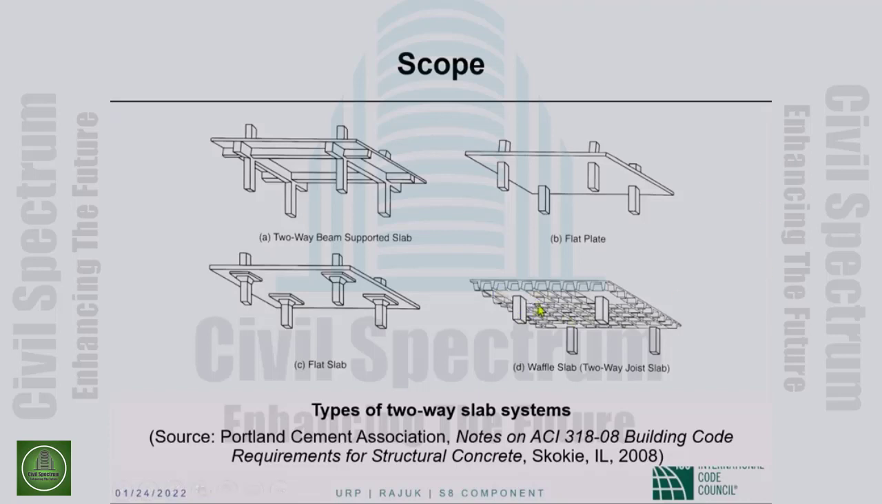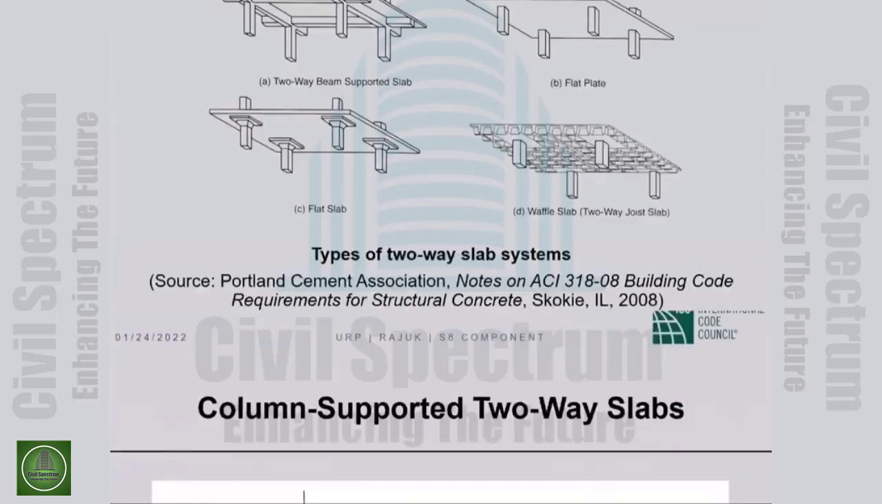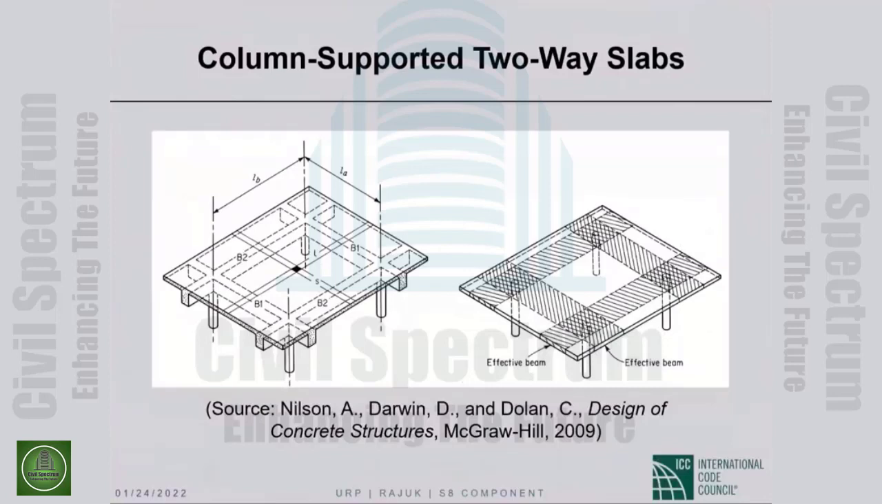Notice that the slab around the column is not ribbed; it is solid, and that again is because of punching shear. So we have two-way beam supported slabs where the ratio of the long side to the short side of the slab panel is less than 2. We have flat plates, we have flat slabs, and we have two-way ribbed slabs, which are called waffle slabs. All of that is covered in today's discussion.